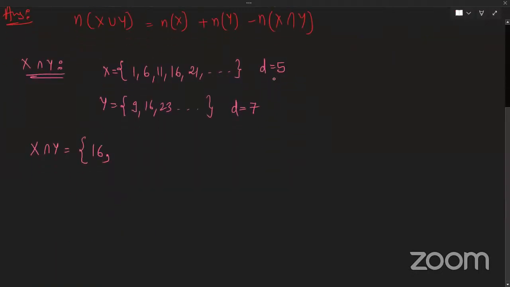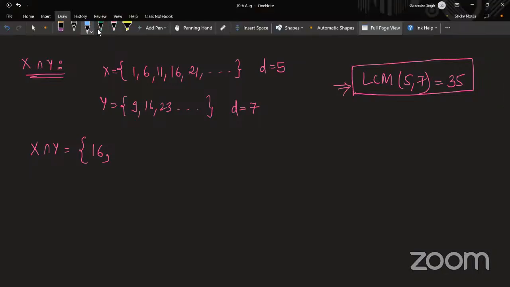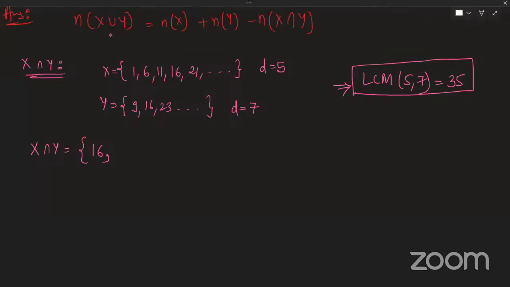Okay, yes, correct. It will be 35, right? What is the LCM of 5 and 7? 35, sir. Earlier, everyone was saying 5 and 7, 5 and 7. It will be 35, right? You forgot LCM, sir. Everyone knows how to calculate LCM.